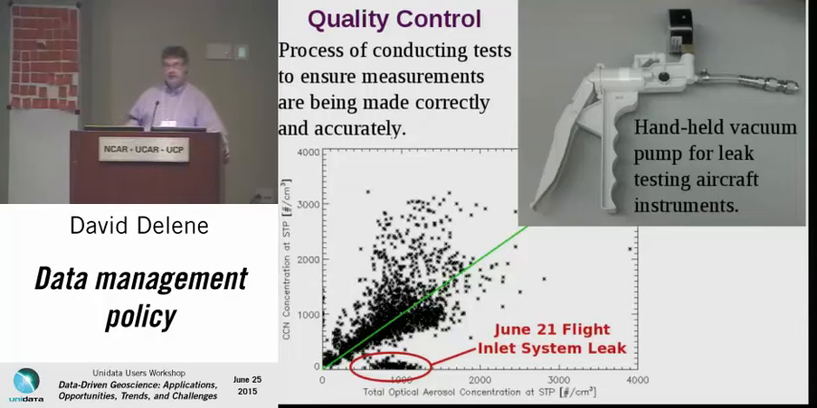But you don't catch everything. And something like this, it would be very difficult to catch in real time. And then again, we do this leak check every week. So ideally, we would have conducted this check again, and we would have caught it after a couple of flights. And this is very important to do on your very important scientific instruments that are important for your scientific analysis.